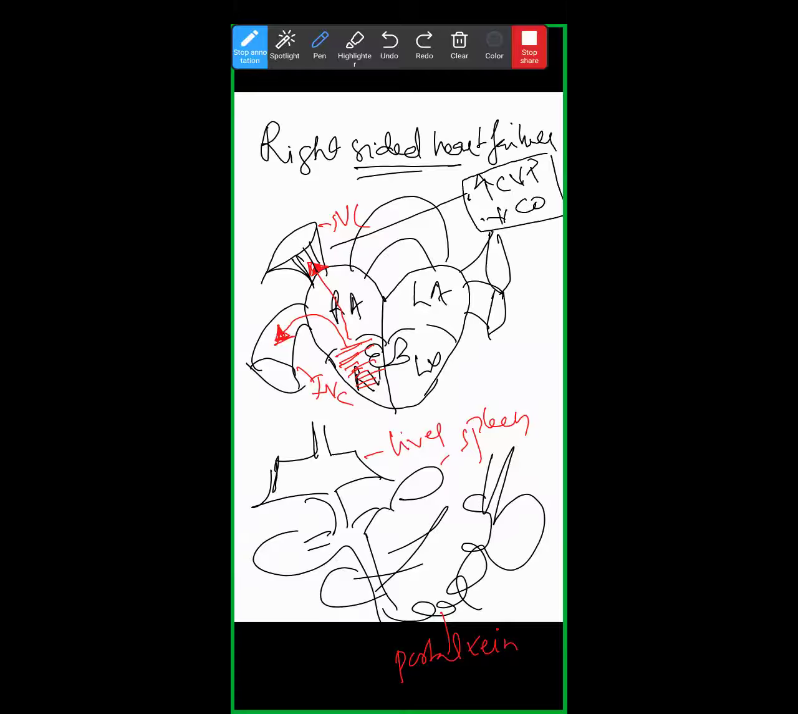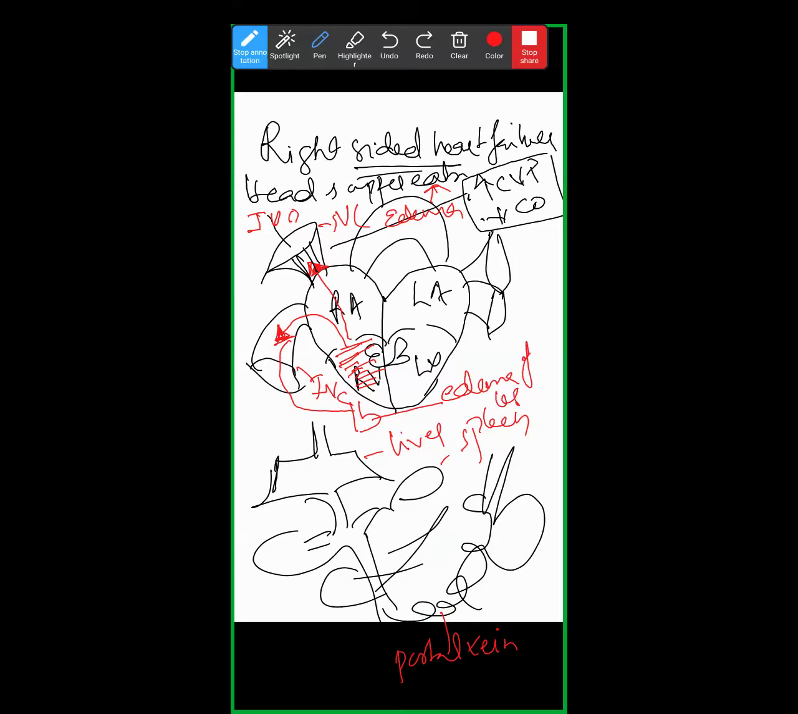And moreover, what will happen from here? This will backflow to the head and upper extremity. This can result in what? Jugular vein distension, edema of fingers and hands. And the inferior vena cava backflows to the legs. So there's a chance for edema of the lower extremities.